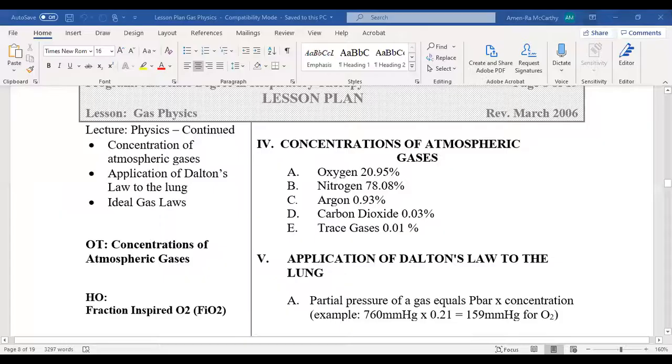Oops, wrong one. There we go. Can y'all see my screen? Say hypoxemia. Okay, do a new share. Now you see hypoxemia? All right.